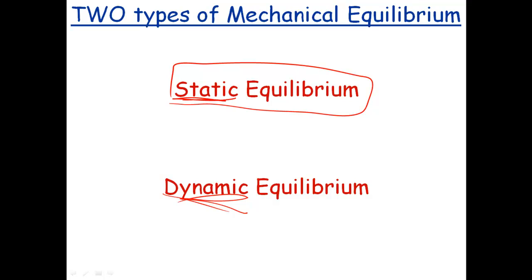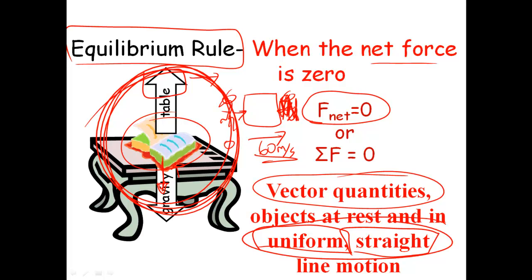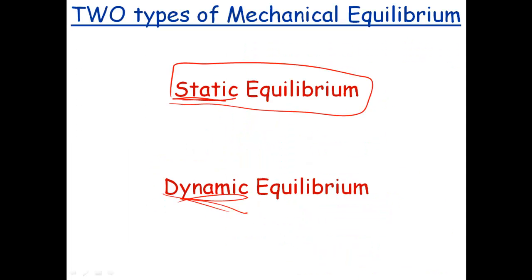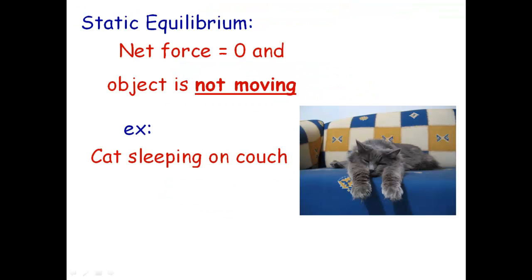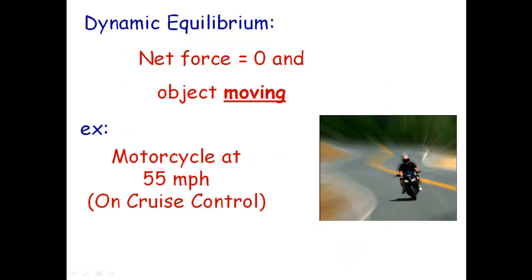You're moving. So go back to the previous slide, right? We can have things stationary. And of course, we can have things moving and being in equilibrium. Good example: cat sleeping on the couch. A refrigerator sitting there. Love this picture. Talk about teamwork. Dynamic. Again, net force is 0.